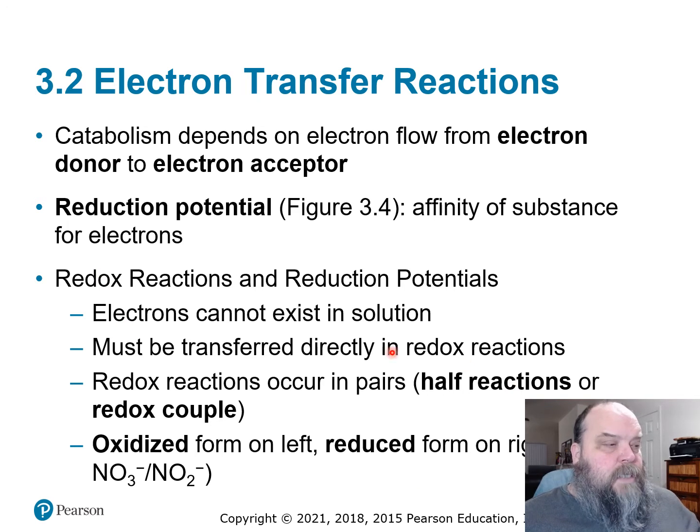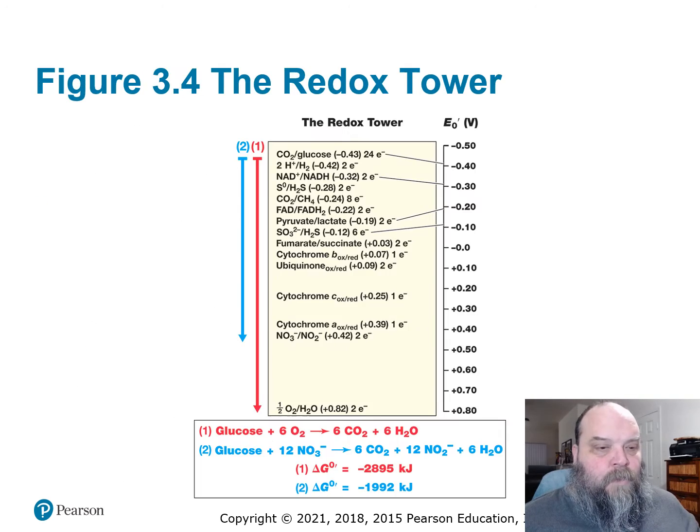We discuss things in terms of half reactions, so this way we can say who's been oxidized. Here's the first reaction, and then we talk about who just got reduced. That's the second reaction. So they come in reaction pairs. And we look here at what is referred to as the Redox Tower.